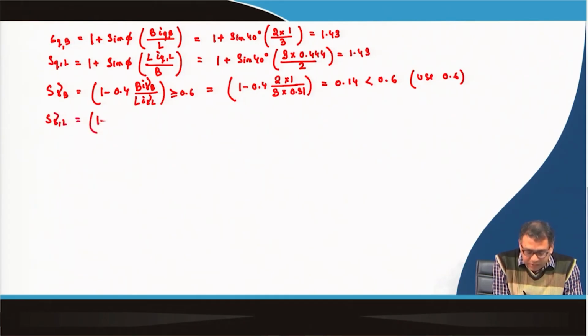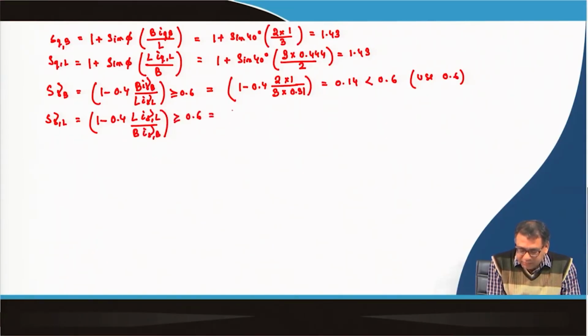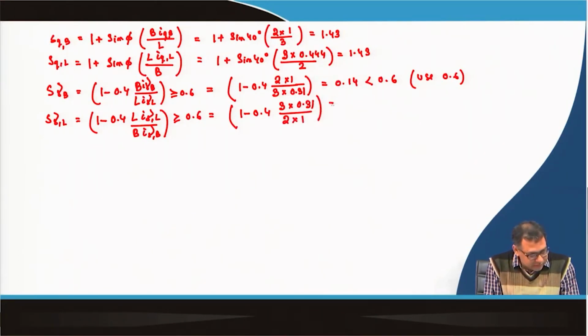Then S gamma L is equal to 1 minus 0.4 times L i gamma L divided by B i gamma B. That should also be greater than or equal to 0.6. So, I can write 1 minus 0.4, L is 3, i gamma L is 0.31, divided by 2 into 1. So, that is equal to 0.81, which is greater than 0.6. So, use 0.81.